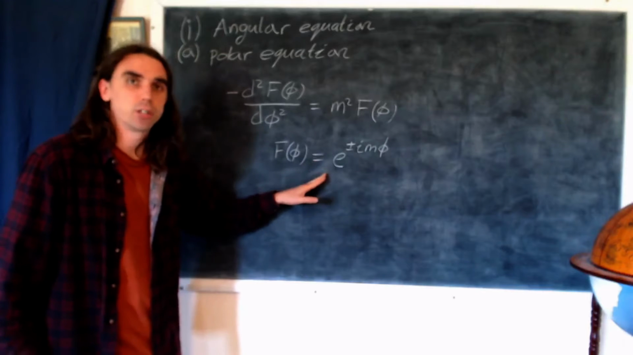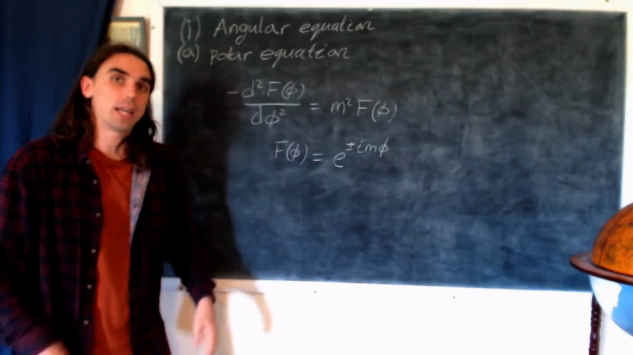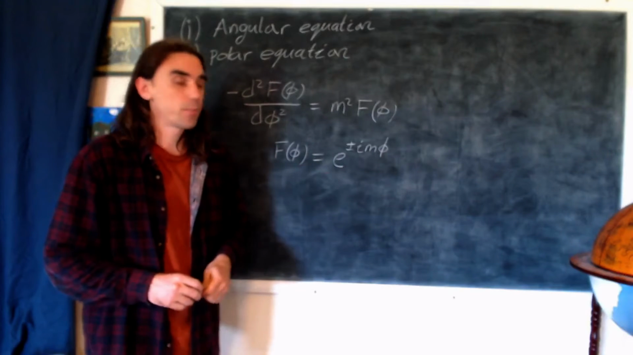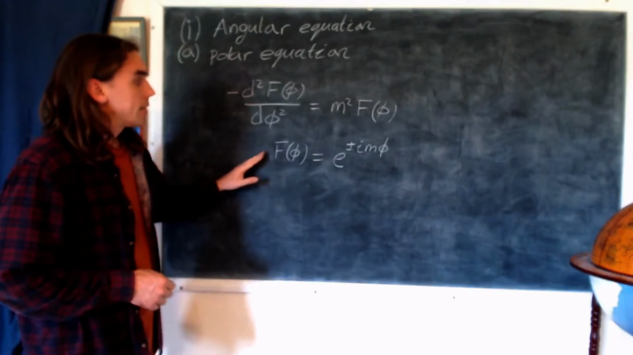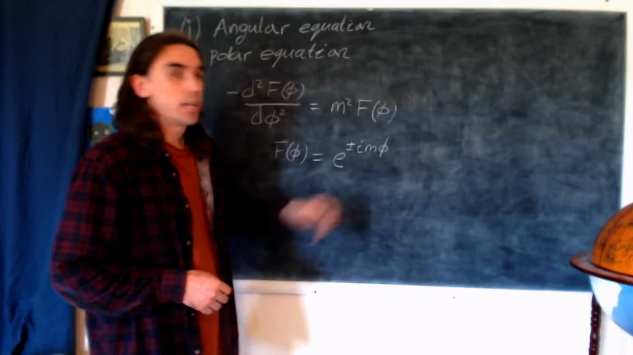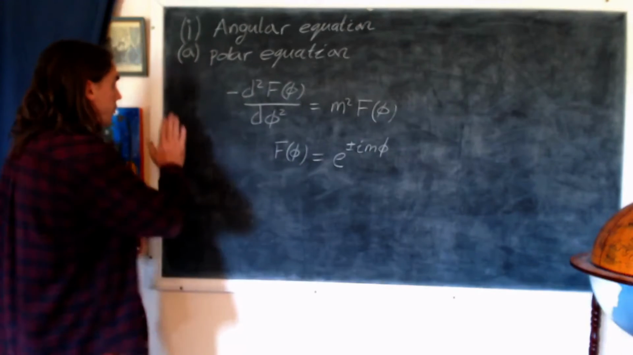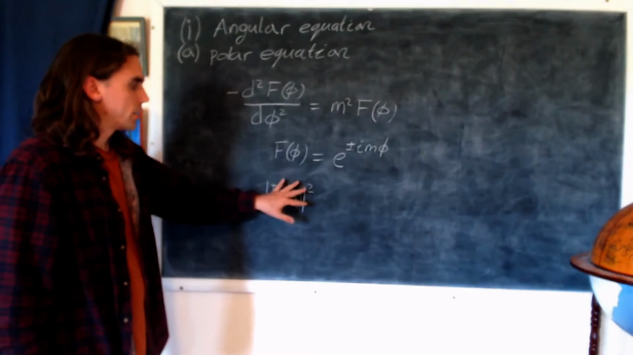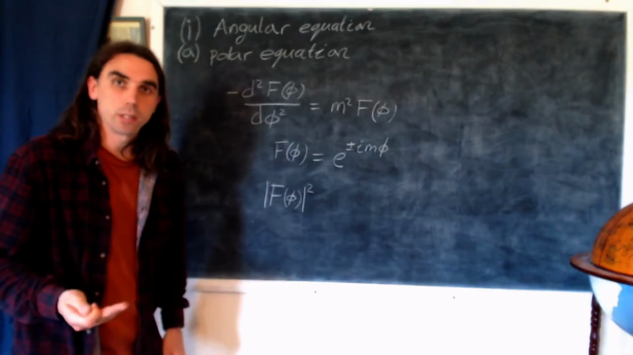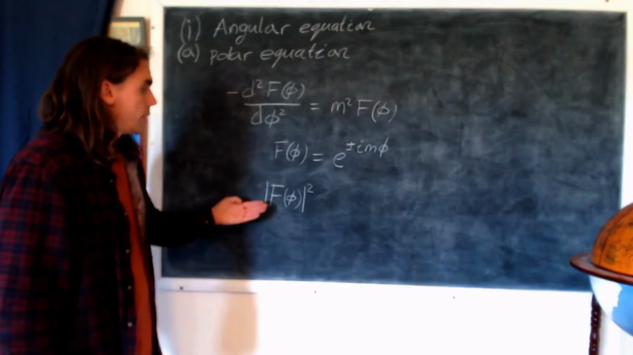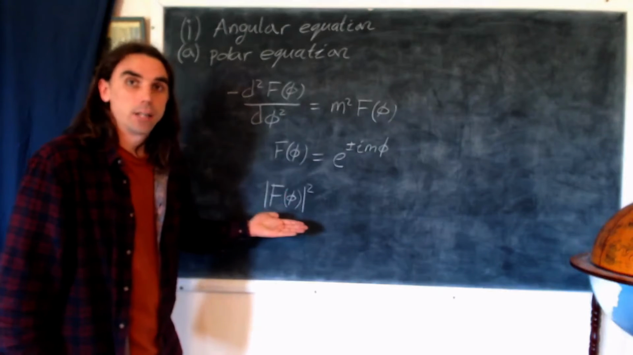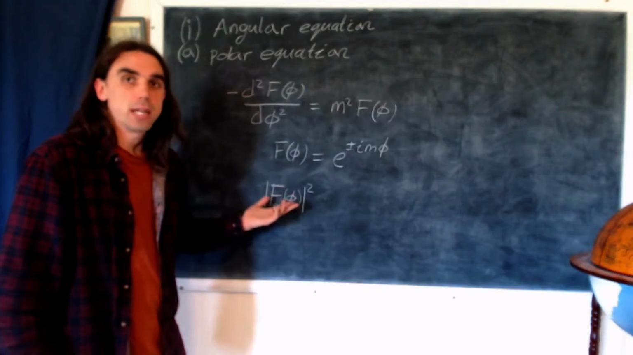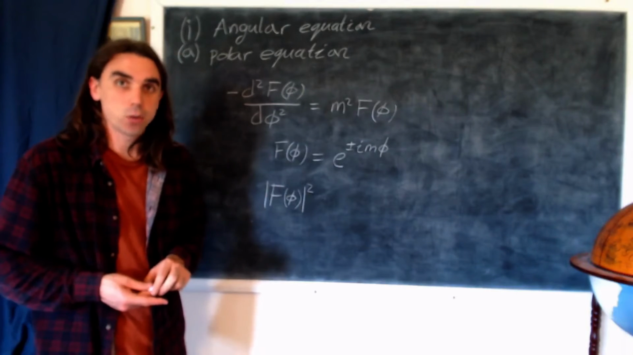This is really a definitional choice. We could put a normalization here and it would change our normalization on the other parts. So this is a convenient choice. And this gives us a condition on m, the separation constant, because we require that the modulus of f of phi squared is an observable quantity. And so this should be single valued. So for any value of phi, we get a unique value of modulus of f of phi squared.